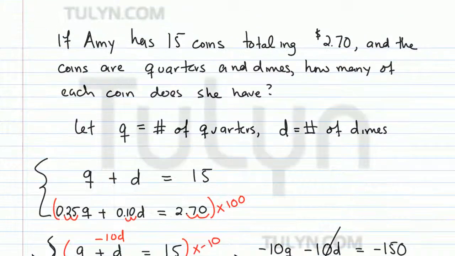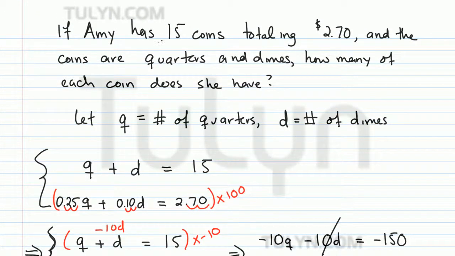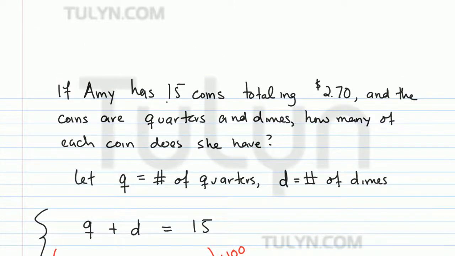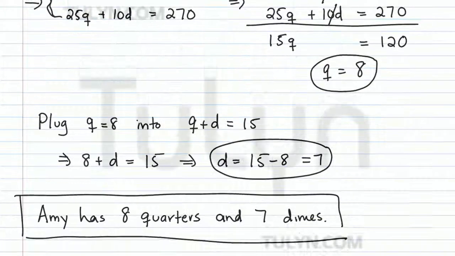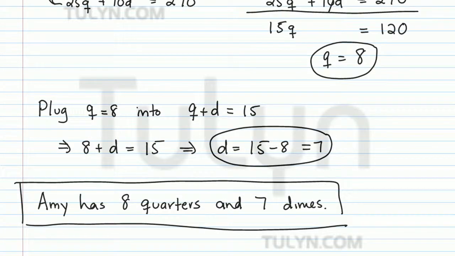So if we know that Amy has 8 quarters and 7 dimes, when you add all those coins together, you get 15 coins. And then for the amount, 8 quarters is $2, and then 7 dimes is 70 cents. So she has $2.70 total. So our solution actually works, and it is true that Amy has 8 quarters and 7 dimes.